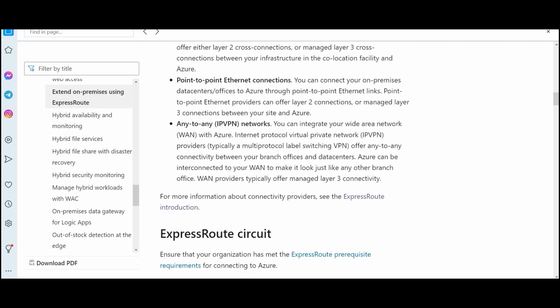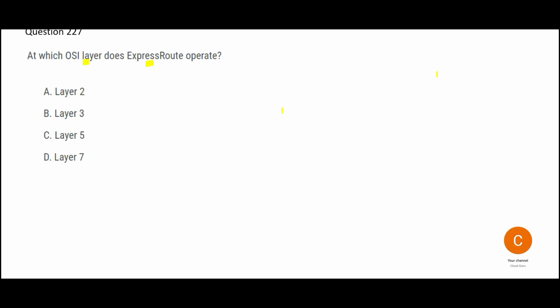But since this is asking for one answer, I would choose layer 3 over layer 2 because it seems layer 3 is a managed one and that is a better one. So layer 3 would be my final answer.